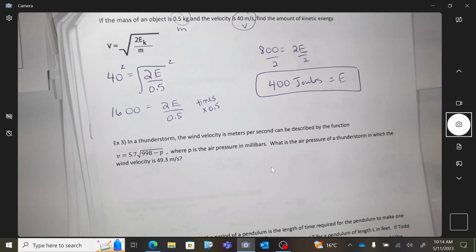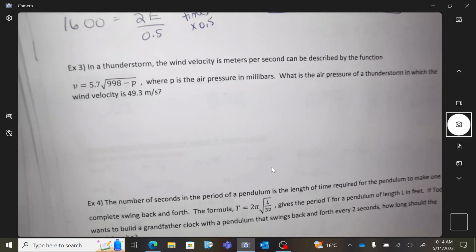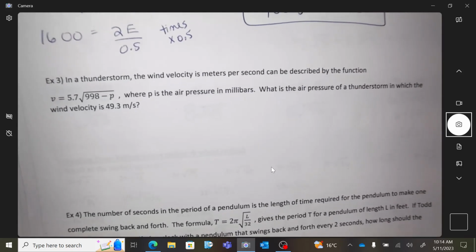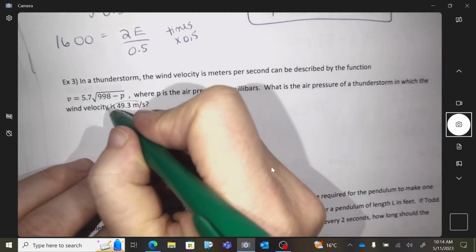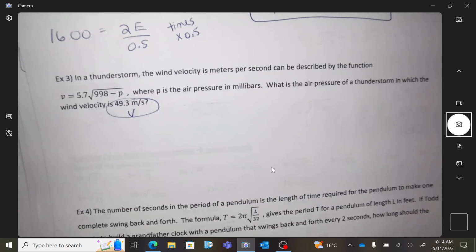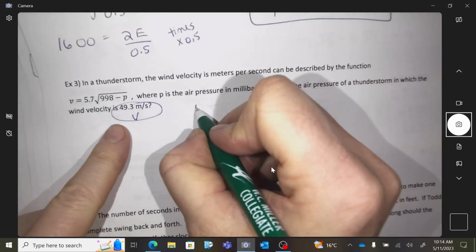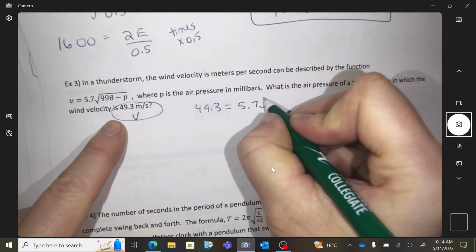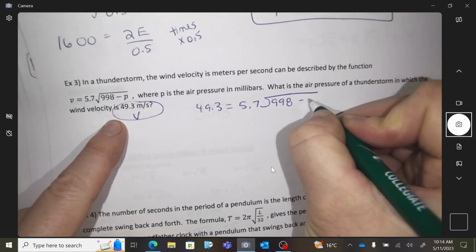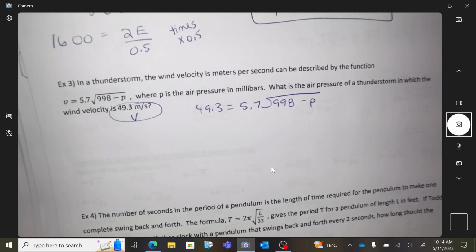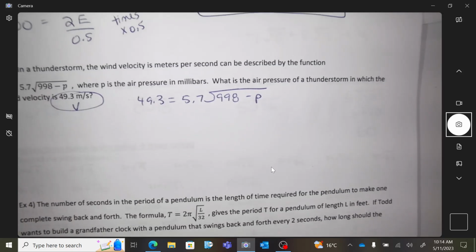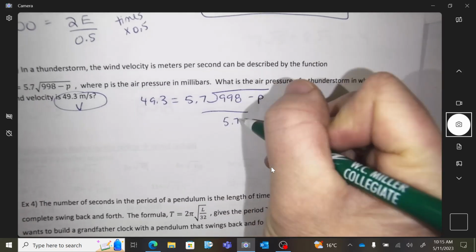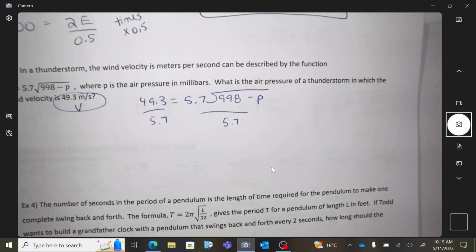Okay, the next formula gets used for air pressure in thunderstorms. And we got P being the pressure and V is the wind velocity. Those are our letters. Okay, so we have been given a wind velocity. So make a replacement in your formula. Okay, what do you want to do first? Divide. I would want to divide that number out of there. Does that make sense why I'd want to get rid of it before squaring?